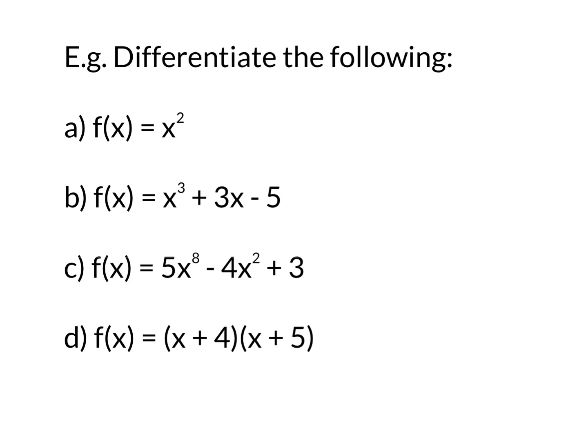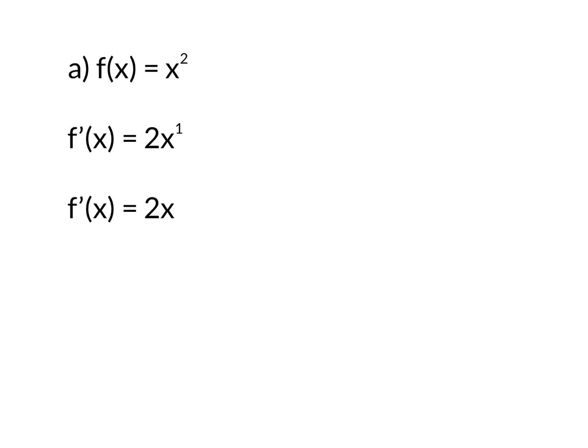We'll start with f of x equals x squared. If f of x equals x squared, and we use our rule, bring the power down the front, lower your power by 1, that means that f dash of x becomes 2x to the 1. So we lowered the power by 1, and we don't need the power of 1, we can just write that as 2x.